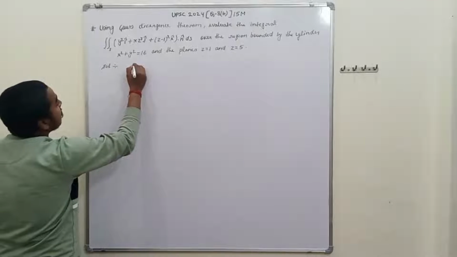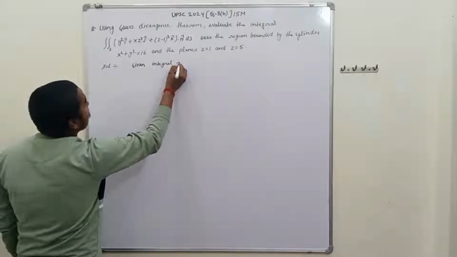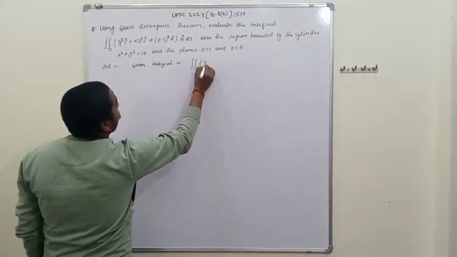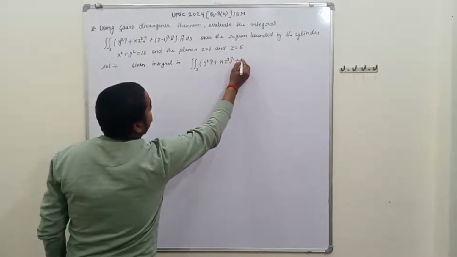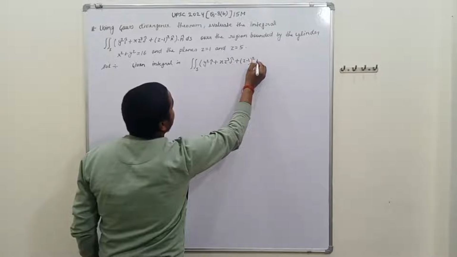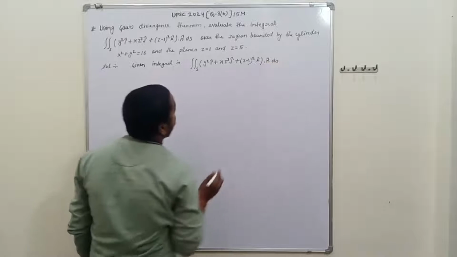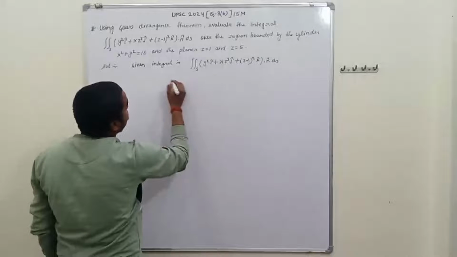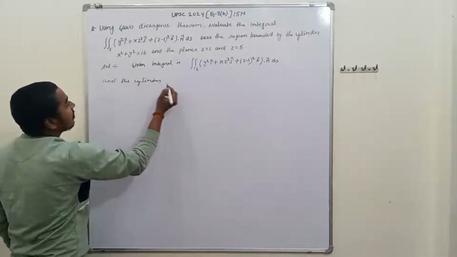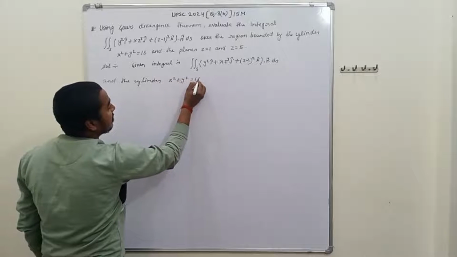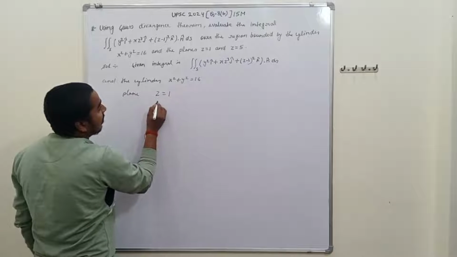Given integral is y square i cap plus xz cube j cap plus (z minus 1) whole square k cap dot n cap dS, and the cylinder is given by x square plus y square is equal to 16, and the planes are also given: z is equal to 1 and z is equal to 5.